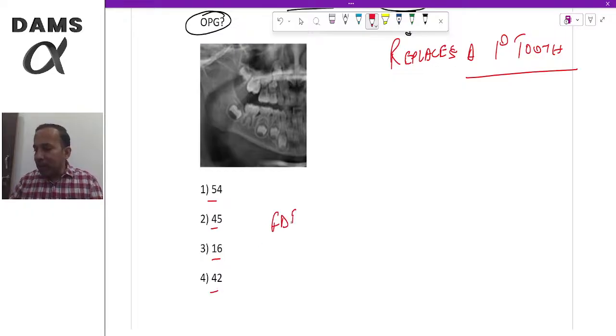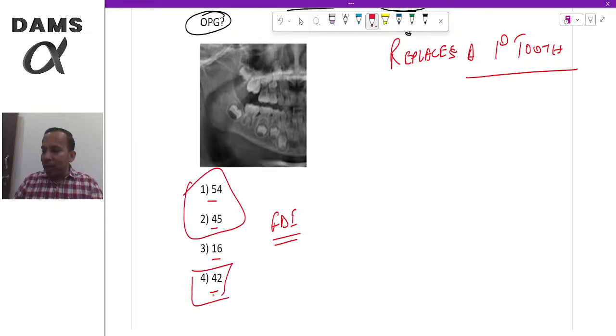So basically this is FDI notation system, isn't it? FDI notation system. In the Universal system you will never find these numbers. Universal is from 1 to 32 and for primaries it is alphabets, isn't it? So we can safely assume that this is the FDI notation, isn't it? And when you look at this OPG, you would realize that it indeed is the FDI notation.